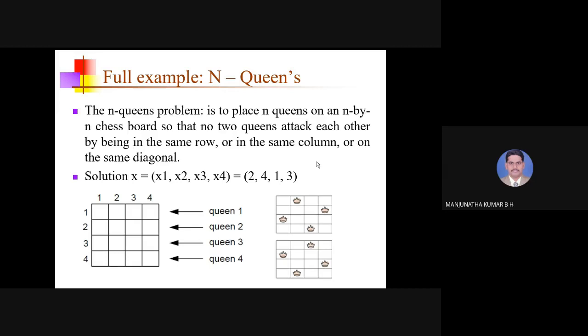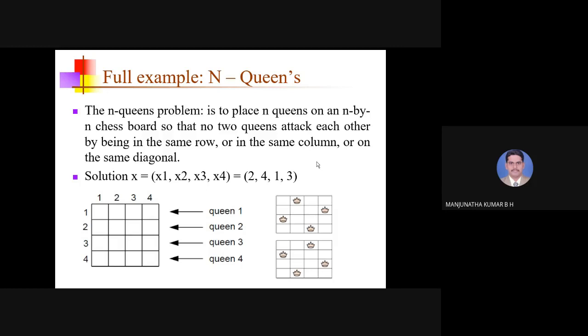And on the right side you can observe the two solutions. The first queen is placed in the second column, the second queen in the fourth column, the third queen in the first column, and the fourth queen in the third column. Now you can observe the very first solution. The queens do not attack in the same column, the same row, or even the same diagonal. There is one more solution. There are two solutions for the four queens problem.